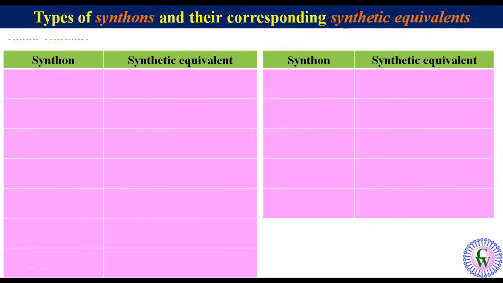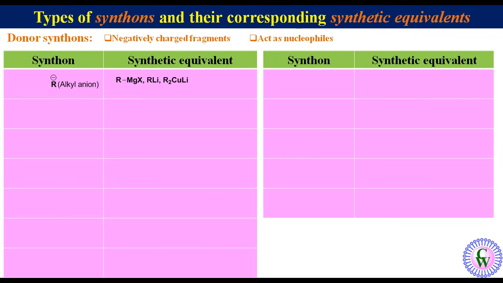Donor synthons. These are negatively charged fragments. They act as nucleophiles. Let's look at some examples of donor synthons and their corresponding synthetic equivalents. Synthetic equivalents for alkyl anion are Grignard reagents, alkyl lithiums, or Gilman reagents. All these three can be derived from alkyl halides.